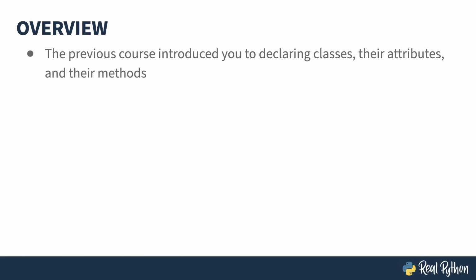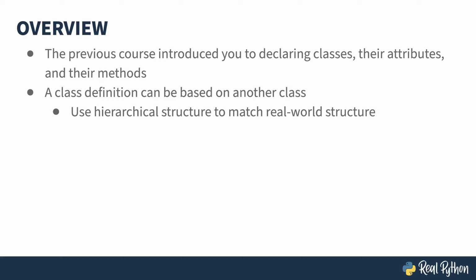Part 1 of the course showed you the syntax used to declare a class in Python and how the different kinds of attributes and methods work. When you declare a class, you can make it based on another class. This is called inheritance, amongst other things. And it's used to build classes that match a real-world hierarchy or to create code reuse.